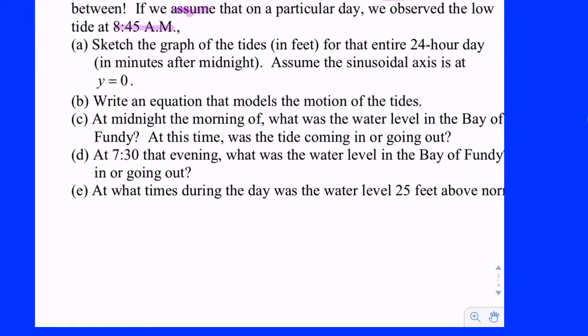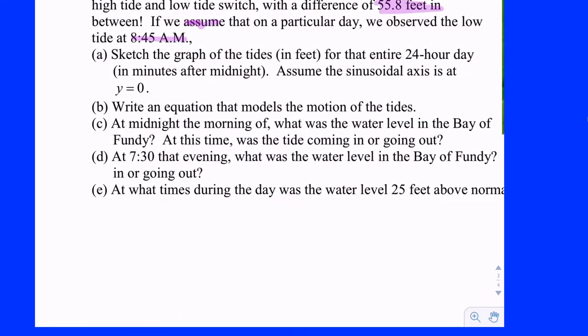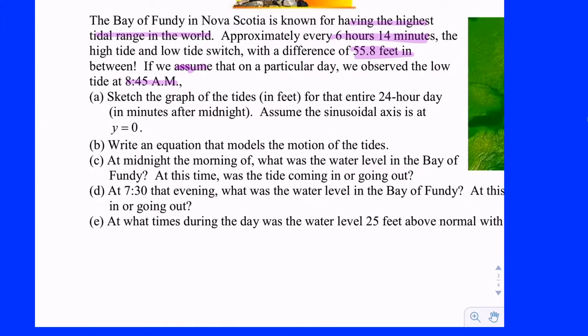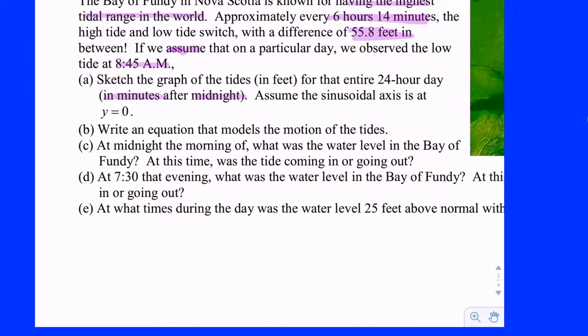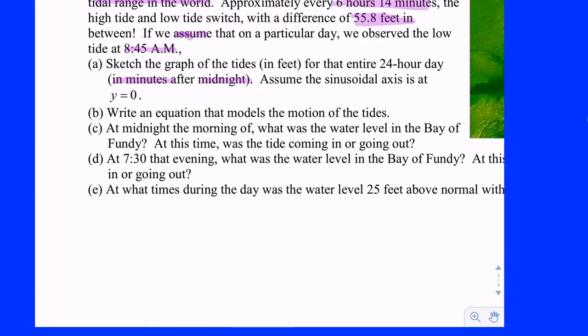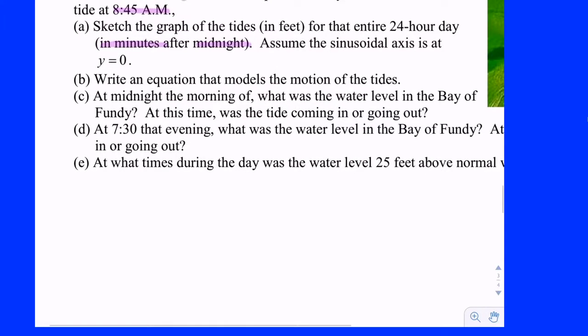So here we have to do a little bit of work. We are measuring the x-axis in what units? Minutes after midnight. Okay. So here's what we have to do. We have to kind of figure this out. So come down here and let's do a little bit of planning. I know that 8:45 a.m. is at a low point.